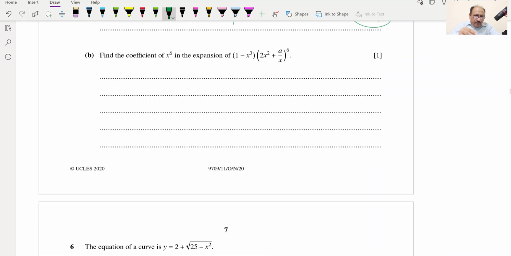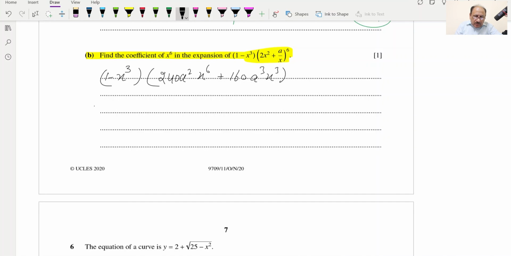Now part B says find the coefficient of x^6 in the expansion of this. Now we know this is the extra portion, which we can write as 1 minus x raised to power 3, and the expansion of the later part we have already done, which is 240 a squared x raised to power 6 plus 160 a raised to power 3 x raised to power 3.